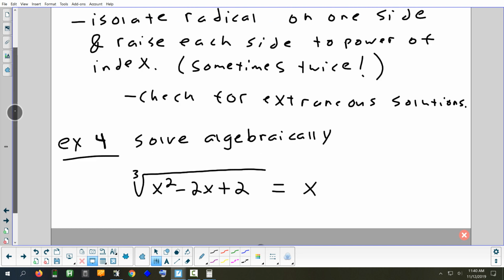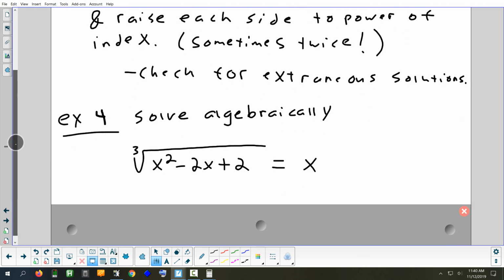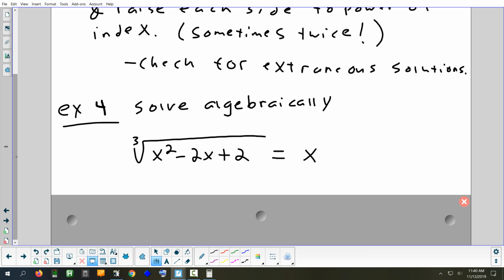So, it says isolate the radical. Brandon, is my radical isolated there? Yes, it is. There's nothing on the left-hand side outside the radical like this. You wouldn't want something like that. You'd want to move it to the other side.